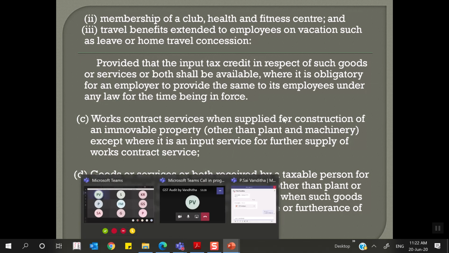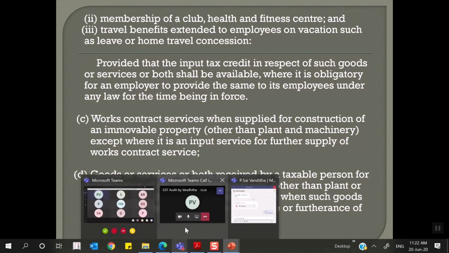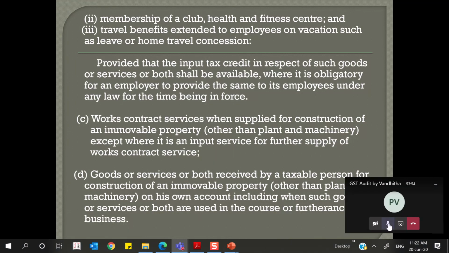Goods or services received by a taxable person for construction of an immovable property, other than plant and machinery, on his own account, including when such goods or services are used in the course or furtherance of business. For the construction of immovable property, he cannot claim the input tax if it is used for furtherance of business. This is also a blocked credit. Next slide.